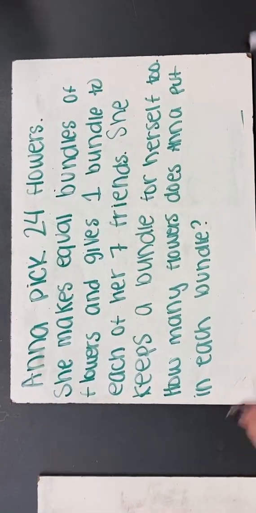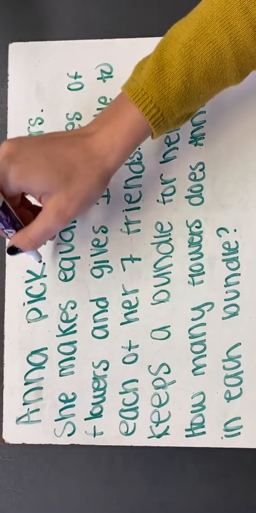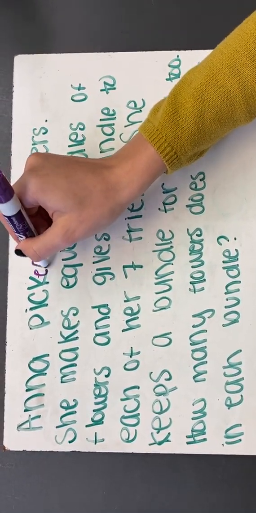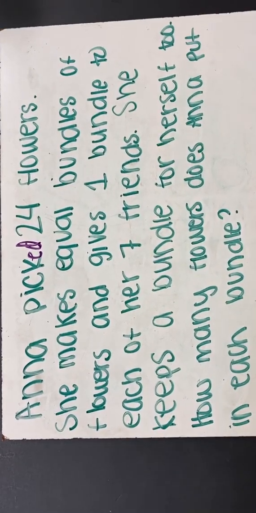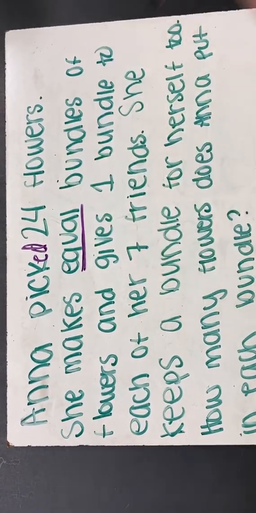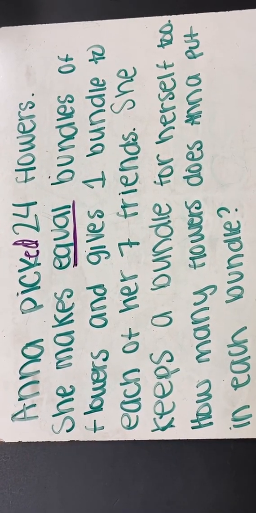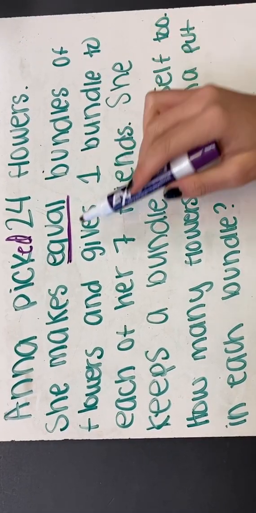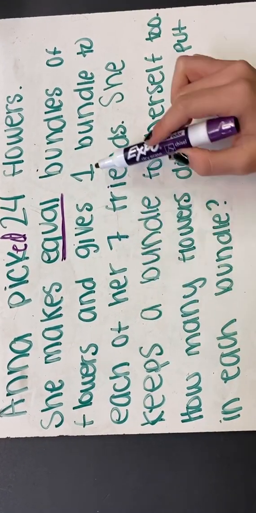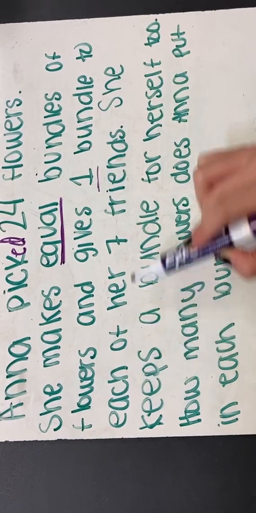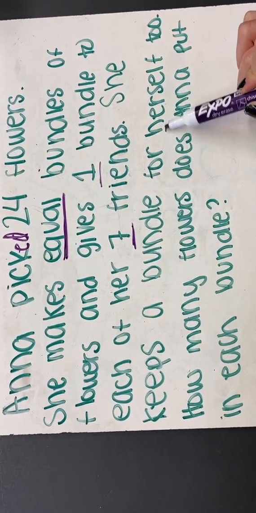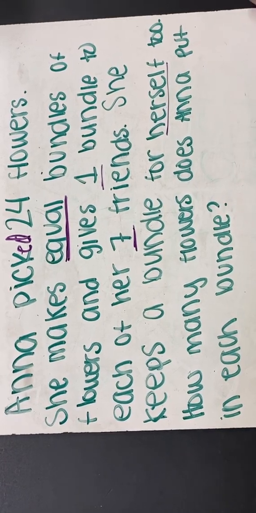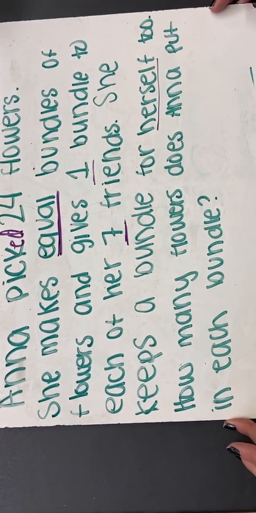So as we can see, Anna picked 24 flowers. She makes equal bundles. Equal bundles means each bundle has the same amount. Equal bundles of flowers and gives 1 bundle to each of her 7 friends. She keeps a bundle for herself too. How many flowers does Anna put in each bundle?